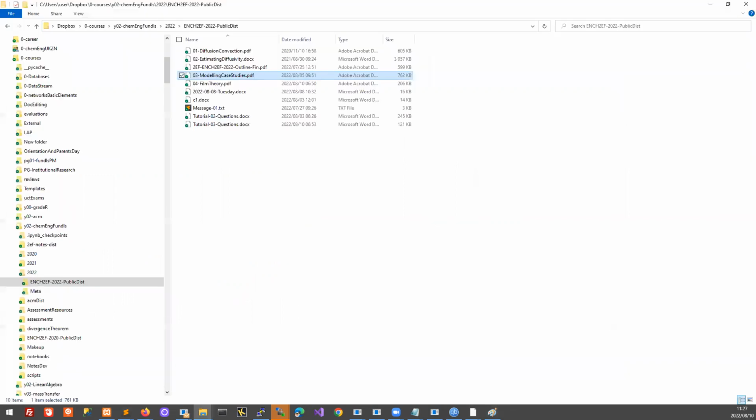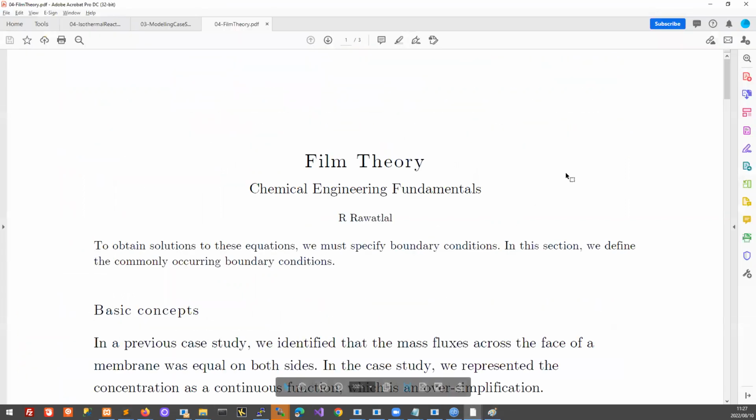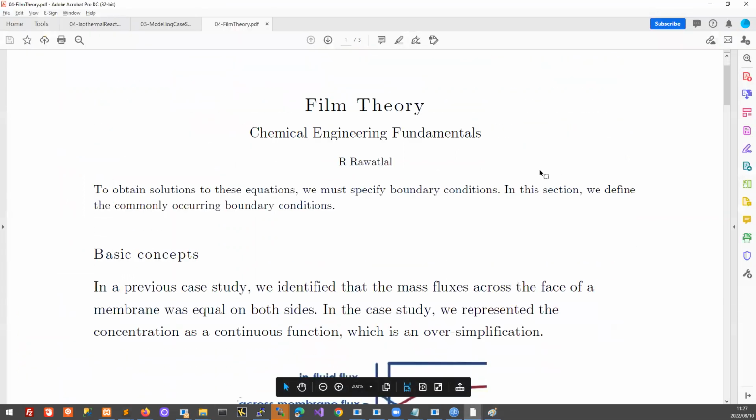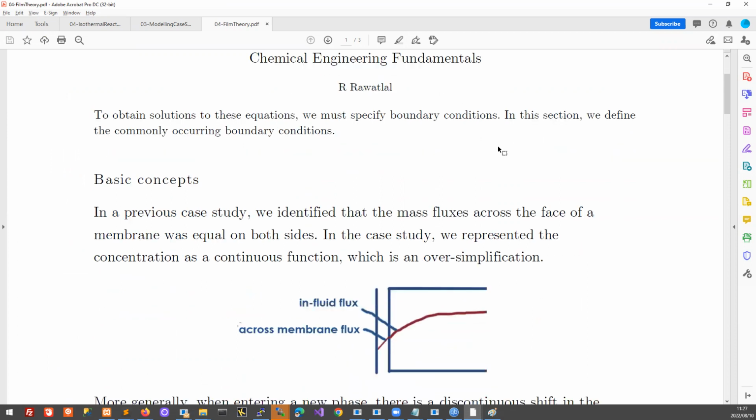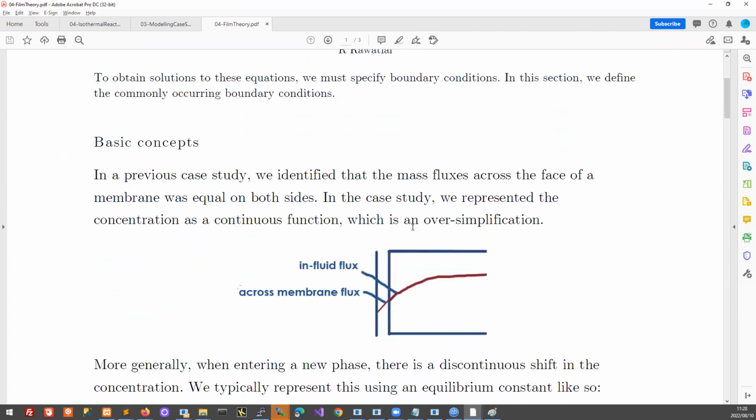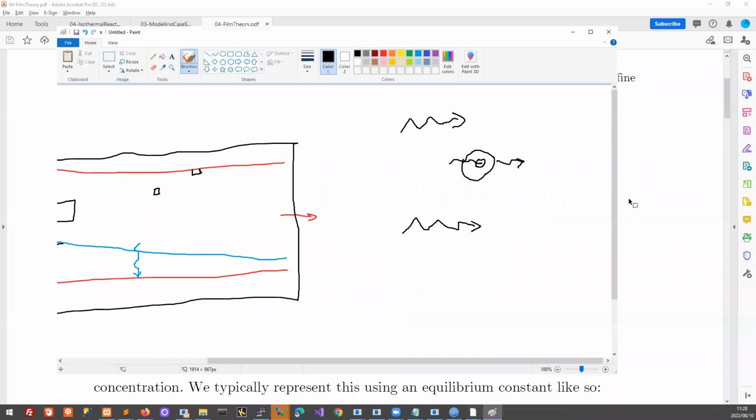And one of the things that we do to simplify the development is make certain approximations. And that brings us to this topic of film theory. And so some of you have asked about that mass transfer coefficient. So that will emerge in the context of film theory now. So in film theory, we are acknowledging that our concentration is changing across space, right? That in a way seems obvious to us now.